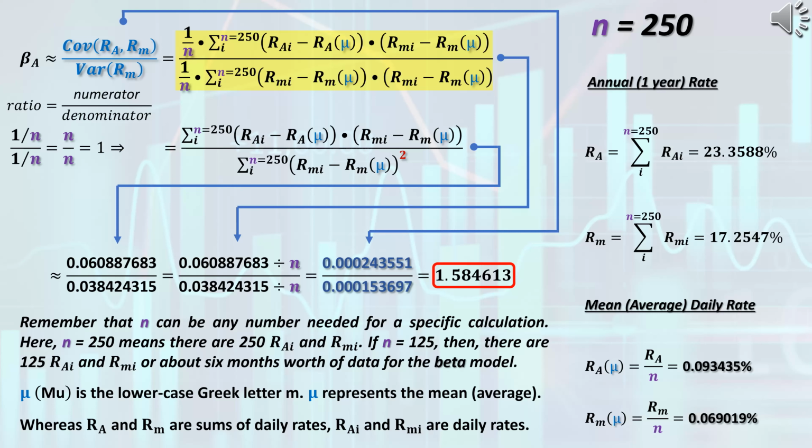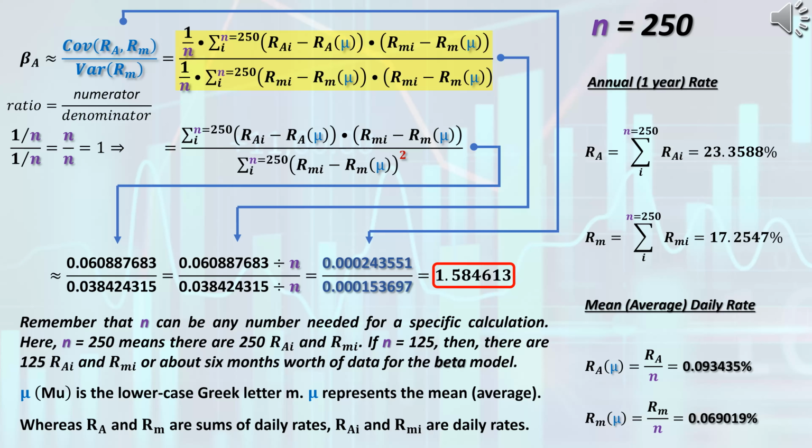As shown, one calculates the covariance or numerator by taking a single daily asset rate and subtracting the average daily rate with respect to the asset. Start with the first daily rate with respect to the asset and save that value. Next, perform the same calculation for the first rate with respect to the market and save that value.